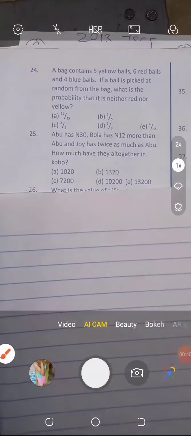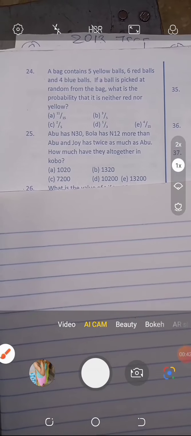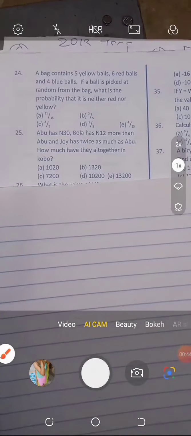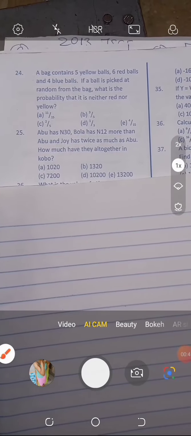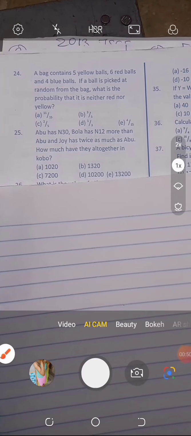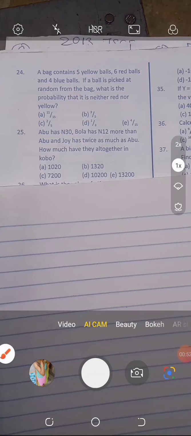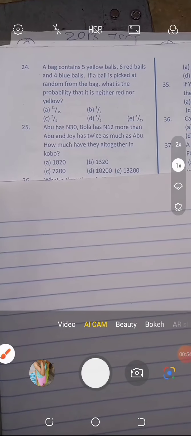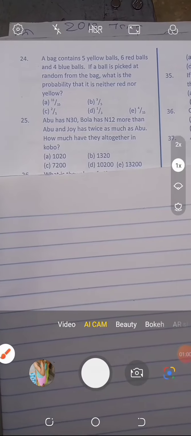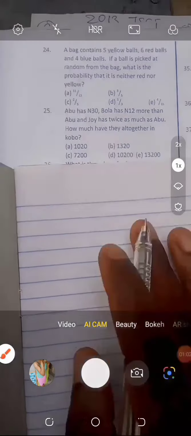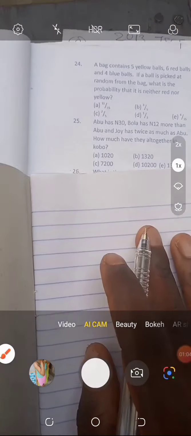Number 24 said a bag contains 5 yellow balls, 6 red balls, and 4 blue balls. If a ball is picked at random from the bag, what is the probability that it is neither red nor yellow? So this is a probability equation, and we'll just go ahead and solve.